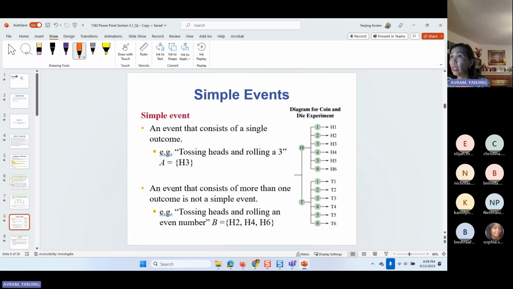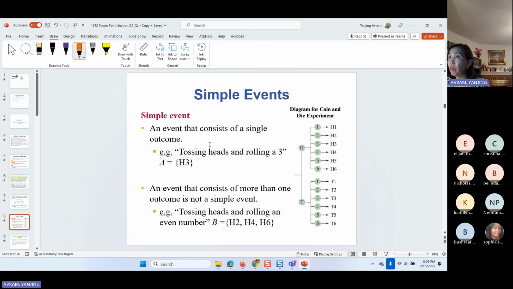But if your event consists of more than one outcome, it's not a simple event, right? So tossing a head and rolling an even number. Well, an even number can be 2, 4, or 6. So this has 3 outcomes. So this one is not a simple event, okay?